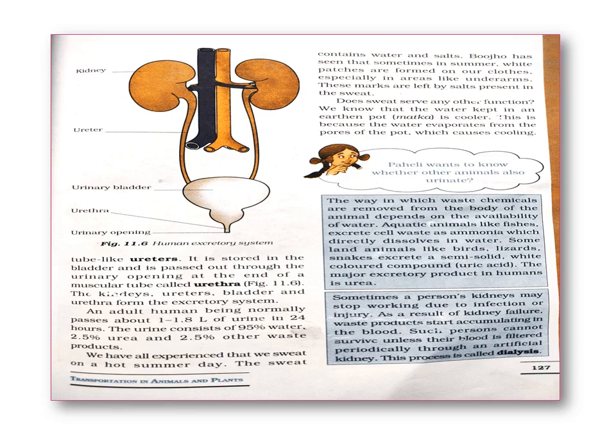Okay. Now, the sweat. In the summer season, we are sweating, and after drying, we can see white spots on our dress. That is nothing but salt. So that is also one of the waste products we throw out from our body. Does sweat serve any other function? The water evaporates from the pores, which causes cooling. After sweating, our body gets coolness.